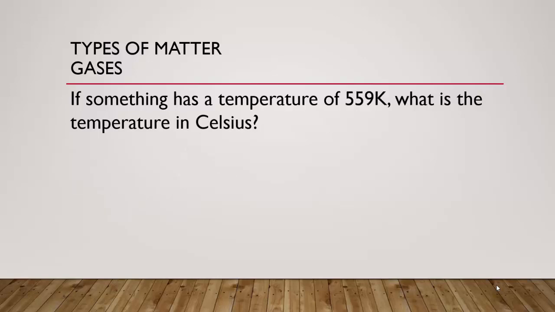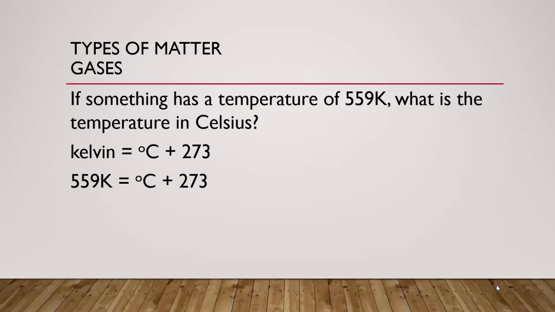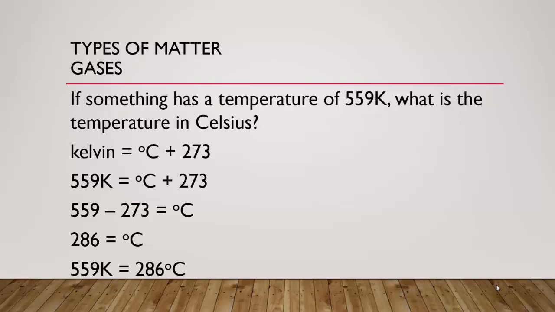How about going the other way? You have a temperature of 559 Kelvin. What's the temperature in Celsius? Go. And the correct answer is 286 degrees Celsius. We know the expression, Kelvin equals degrees Celsius plus 273. Plug in what we know, 559 Kelvin equals degrees Celsius plus 273. Subtract 273 from both sides, and you get 286 equals the degrees Celsius.